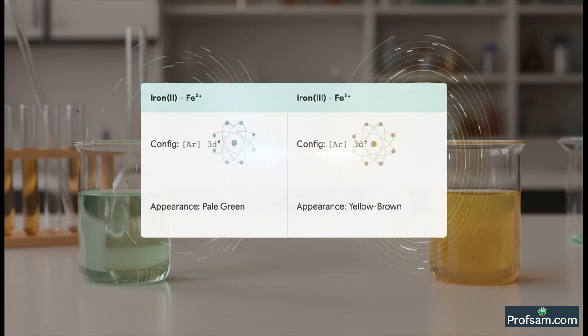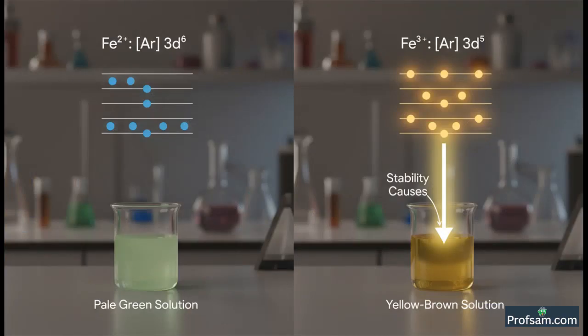But then we have iron 3, or Fe3+, which has a 3d5 configuration, and its solutions have a very distinct yellow-brown color. Do you notice something? That Fe3+ has that special, stable, half-filled d orbital. And this is the main point to take away.